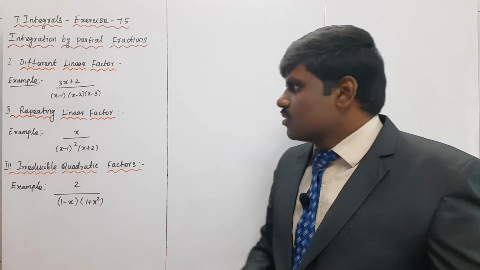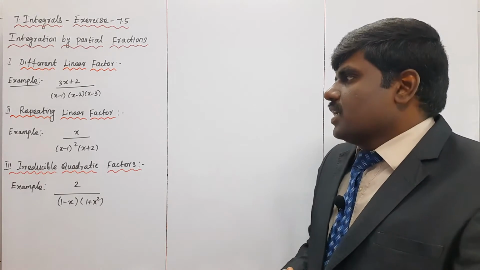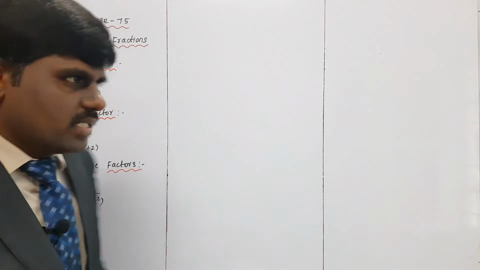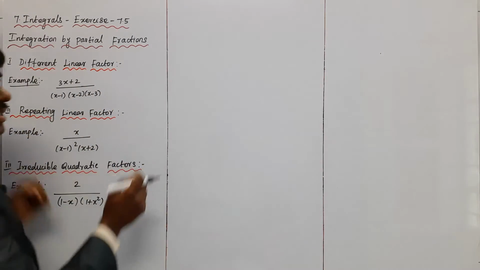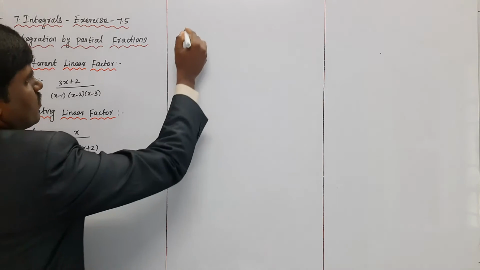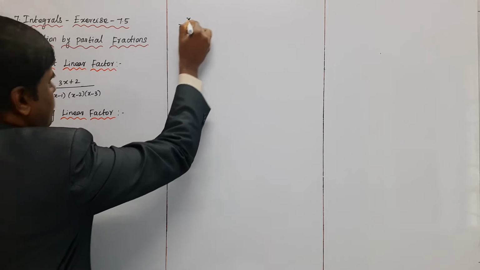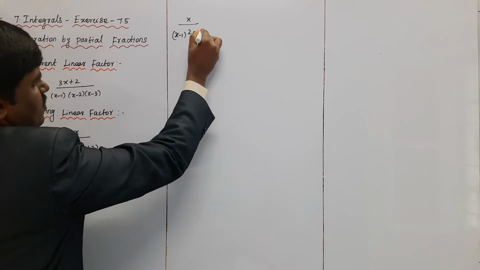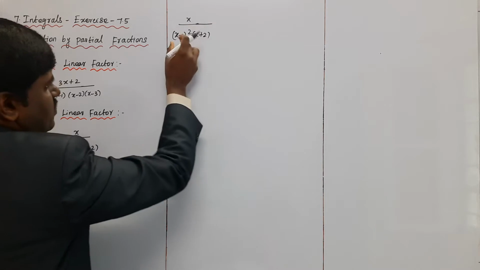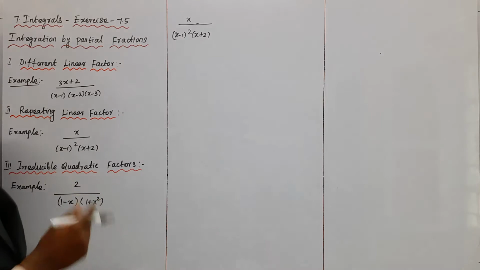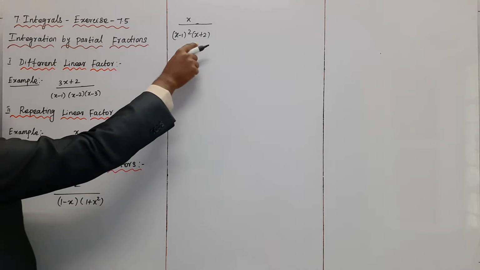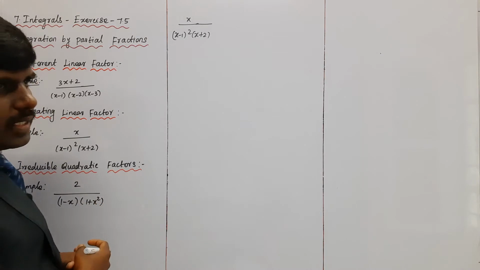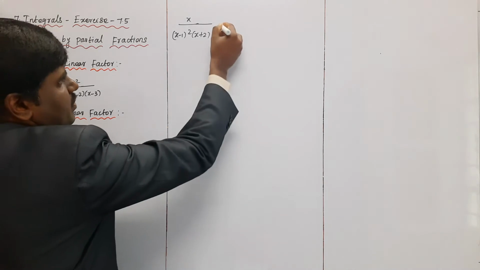Is that clear? So first, the repeating linear factor concept based on one example. Here is a rational function; how do we convert it to partial fractions? What is the problem? x divided by (x minus 1) the whole squared into (x plus 2) is the given problem. The first is a repeating linear factor, the second is a different linear factor. So both concepts are combined. How do we introduce this type of problem?